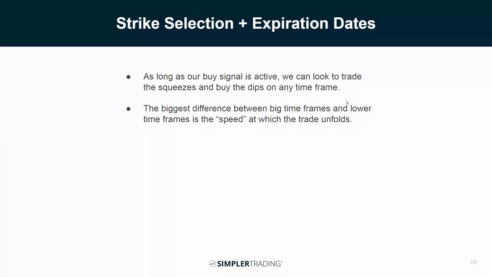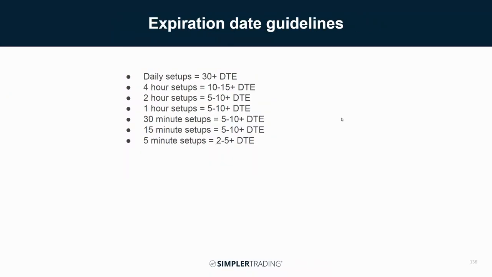You know, the moment in time on a daily chart is going to move a little bit slower than the moment in time on a 30-minute or a 15-minute. But as long as that signal is active, we can work those two trades, get long in a squeeze or buy the dip on any time frame. Got to make a few adjustments, though. So in terms of strike selection and expiration date, here's my suggestion, guys. I think when it comes to things like this, there's no perfect answer.